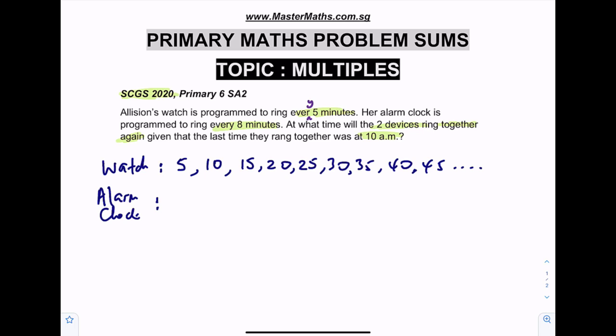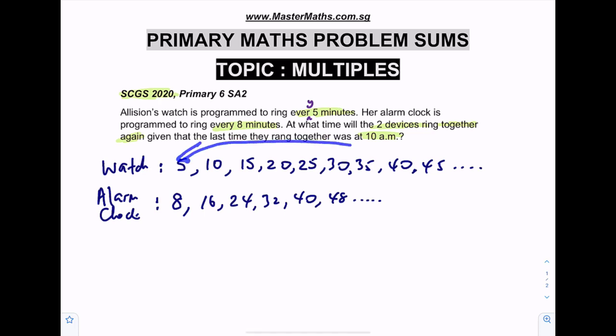Alright, and as for the alarm clock, it will go off at 8 minutes, 16th minute, 24th minute, 32, 40, and then 48, and then so on. So as you can see, if you ring at 10 a.m., the next time the watch is going to ring is at 10:05. As for the alarm clock, the next time it's going to ring is 10:08.